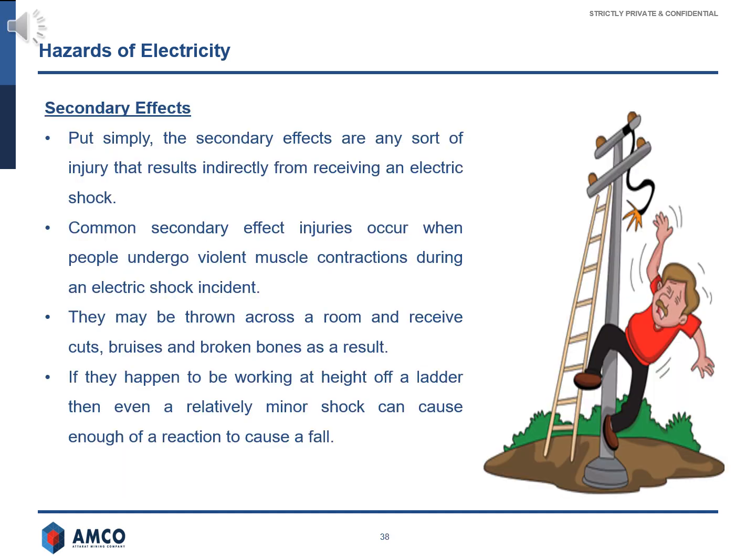Secondary effects. Put simply, the secondary effects are any sort of injury that results indirectly from receiving an electric shock. Common secondary effect injuries occur when people undergo violent muscle contractions during an electric shock incident. They may be thrown across a room and receive cuts, bruises, and broken bones as a result. If they happen to be working at height off a ladder, then even a relatively minor shock can cause enough of a reaction to cause a fall.